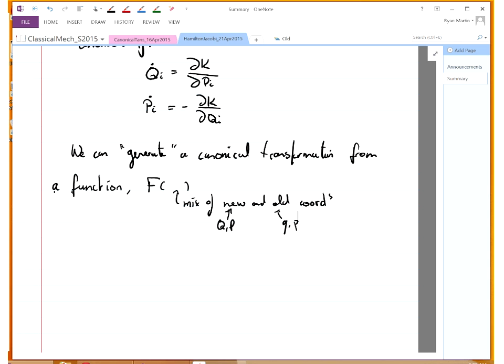That was when F depended on lowercase q and capital Q. And what we're going to do today is derive the transformation equations for when capital F depends on lowercase q and capital P, which is the second type. And in assignment 6, you will derive the equations for the last 2 types, 3 and 4. We're going to do type 2 because that will lead eventually to the Hamilton-Jacobi equation.